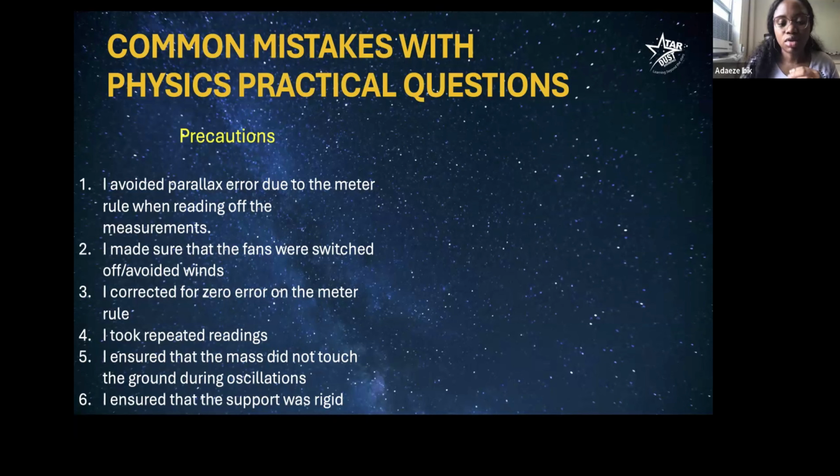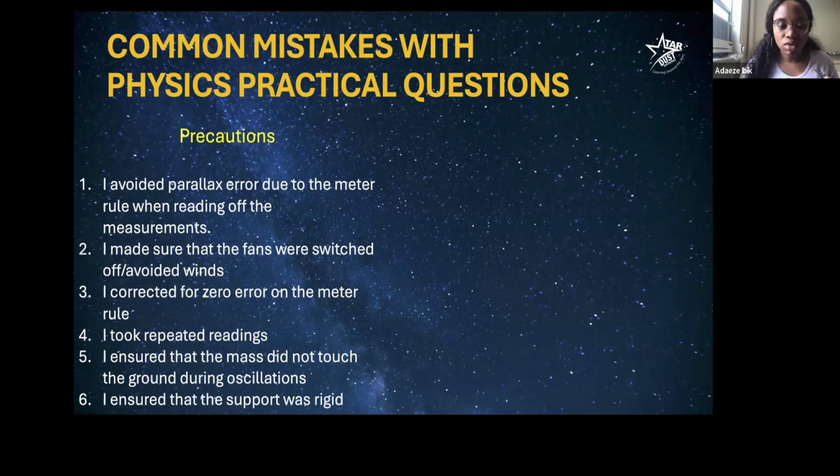You ensure that the support was rigid. So when you are doing the oscillation, make sure that the retort stand holding the ruler is on strong support so that nobody is injured, or it does not affect your experiment. So these are just some of the experiment precautions I thought to highlight that are connected to this particular experiment. But like I said, it differs from experiment to experiment. So you were asked to show two, and you have your 2 marks for showing those two.